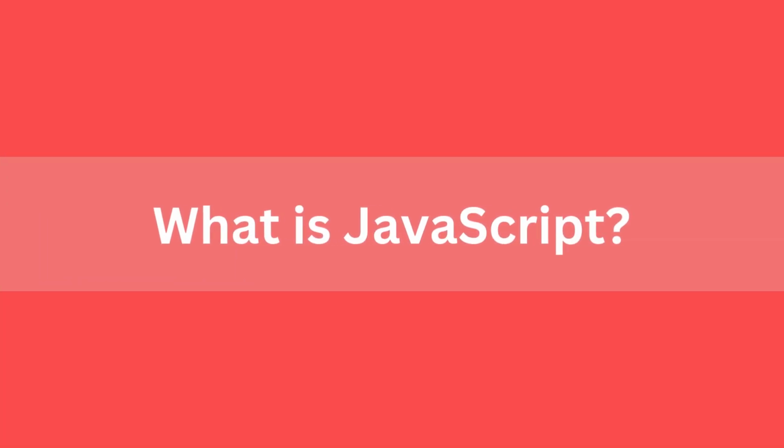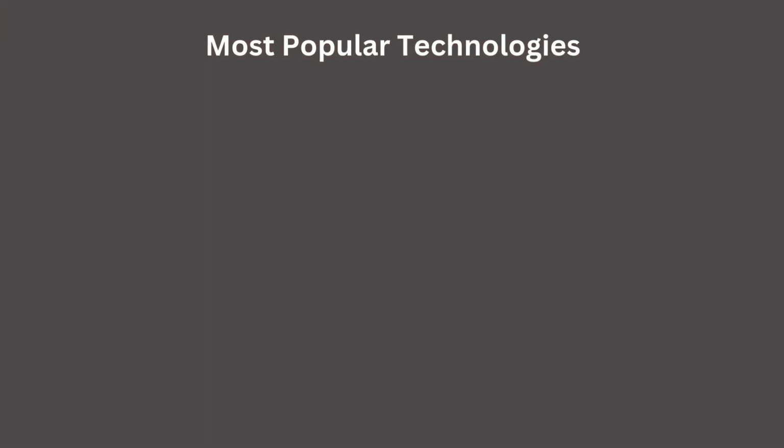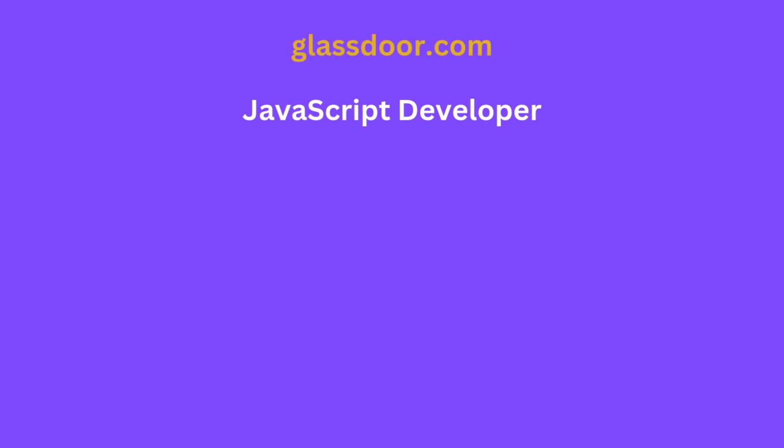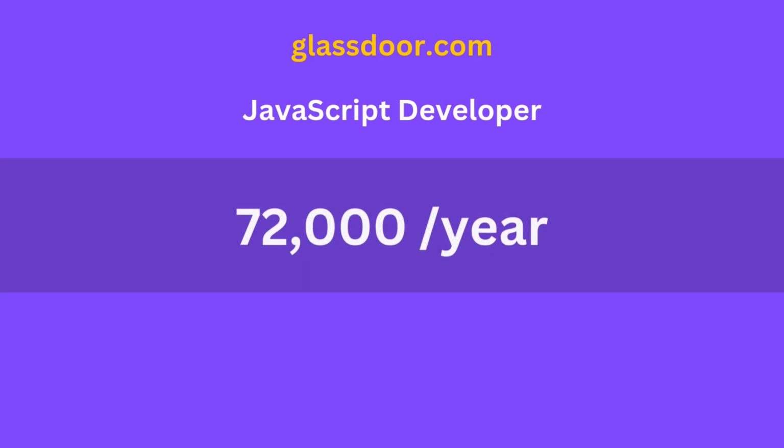What is JavaScript? JavaScript is one of the most popular and widely used programming languages in the world right now. It's growing faster than any other programming language, and big companies like Netflix, Walmart, and PayPal build entire applications around JavaScript. And here's an exciting fact. The average salary of a JavaScript developer in the United States is $72,000 a year. That's a great opportunity to land a good job just by learning JavaScript.